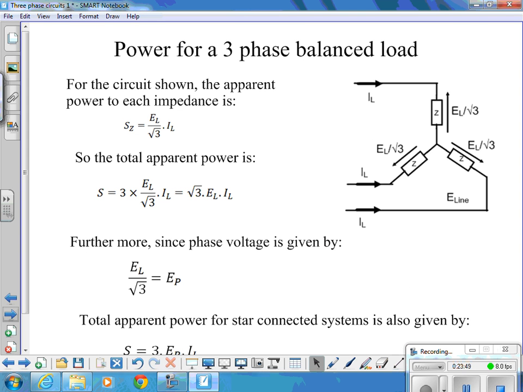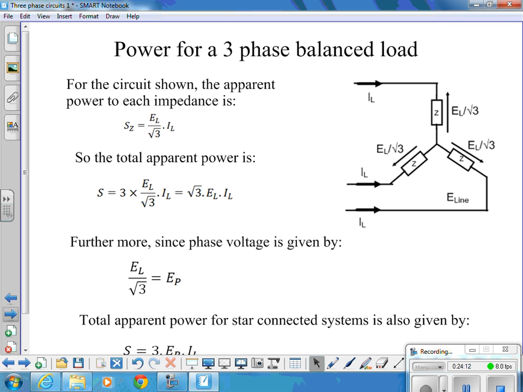So, power for a three-phase system. If we draw a circuit of a three-phase system, as shown on the diagram there, the line currents and phase currents are equal, and the phase voltages are EL over √3.